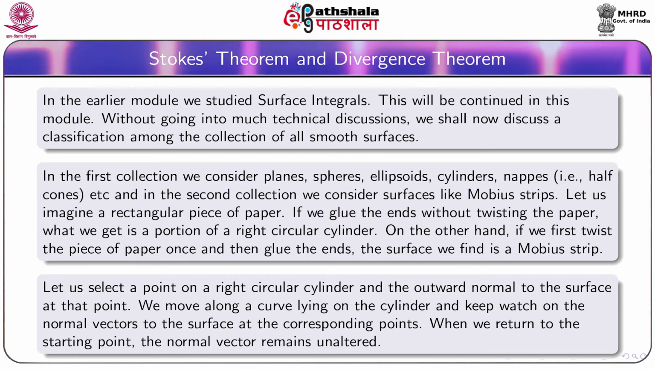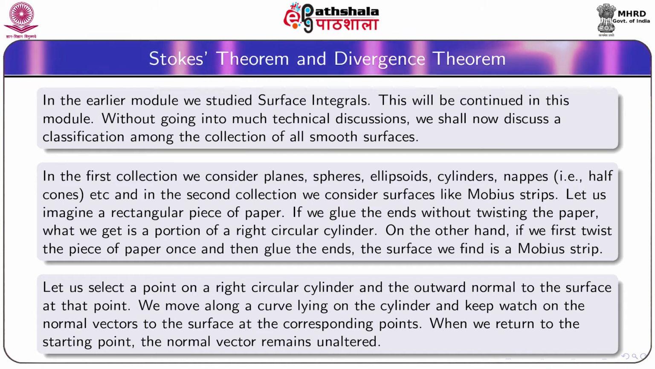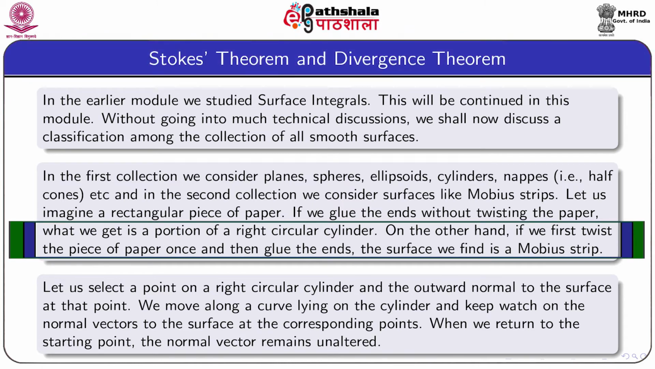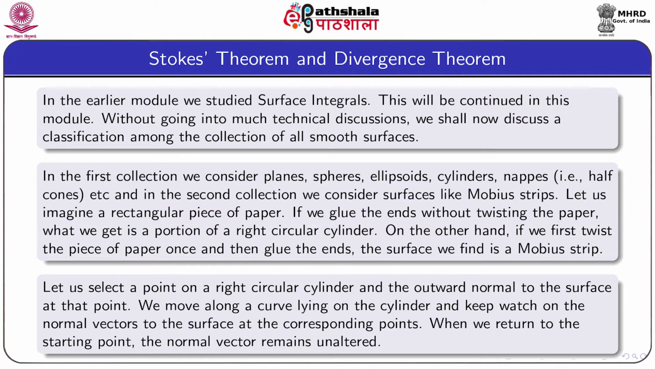Let us imagine a rectangular piece of paper. If we glue the ends without twisting the paper, what we get is a portion of a right circular cylinder. On the other hand, if we first twist the piece of paper once and then glue the ends, the surface we find is a Mobius strip.